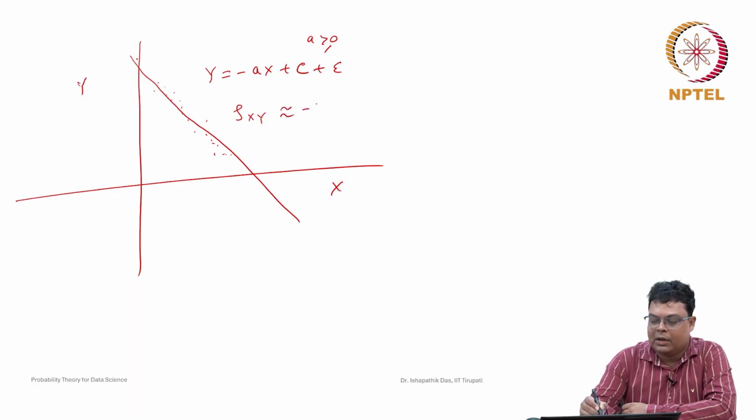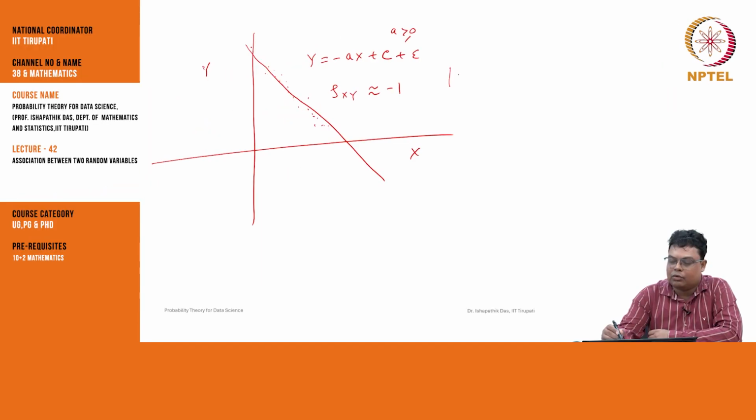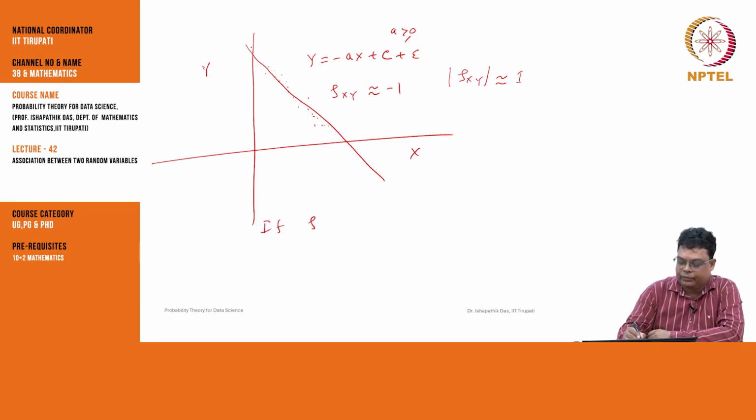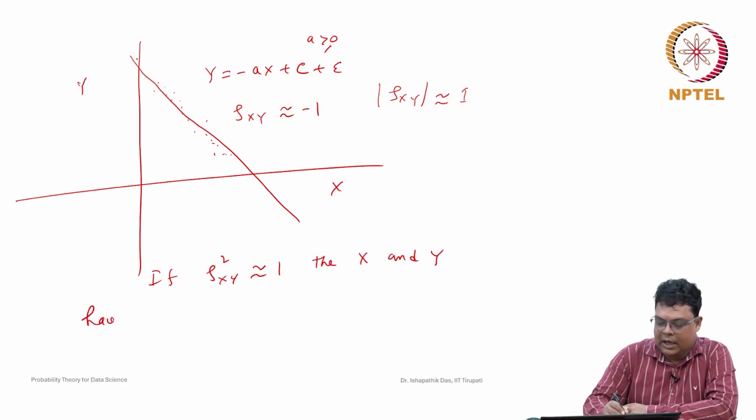xy will be close to minus 1. So basically, you can consider either rho square or the absolute value of rho. If it is close to 1, then x and y are related as a straight line. There is a linear relationship between x and y. So, if rho square of xy is close to 1, then x and y have a linear relationship.